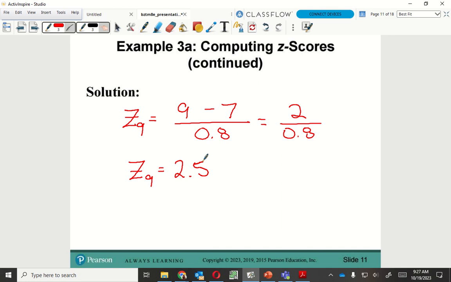Anyway, so, yeah, 2.5 standard deviations. Is that easy? Basic math again on this one. Even though it sounds crazy, we're just doing basic math.